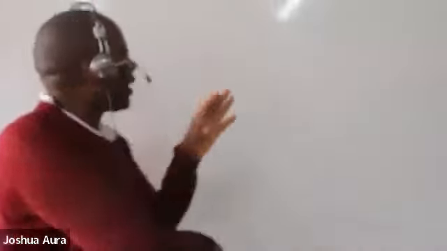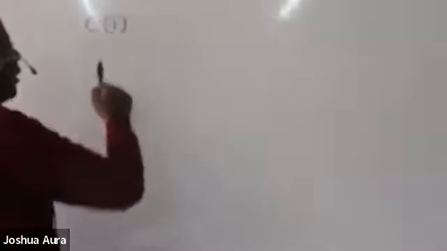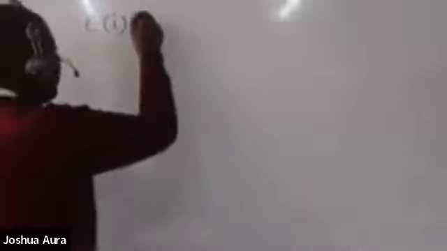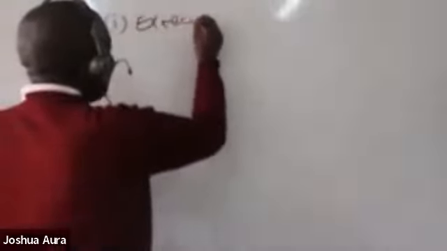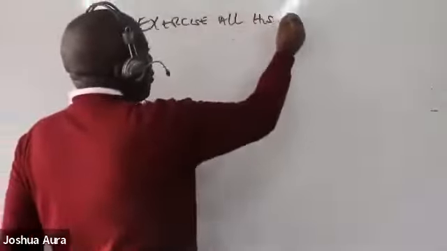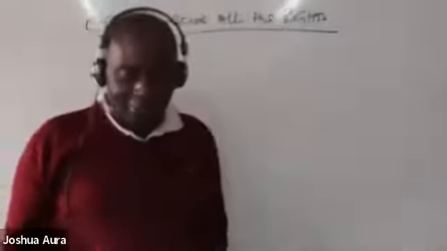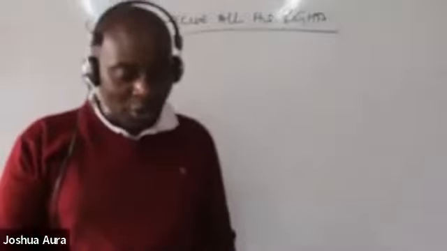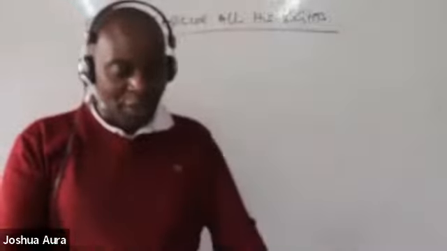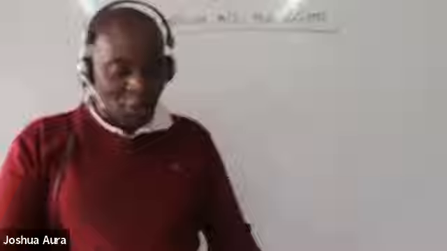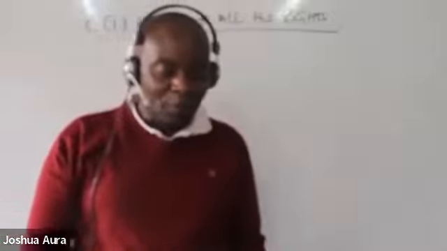Very easy. I will start by scaring the examiner. So you write a title and you underline, isn't it? So you write C Roman 1, in capital letters. You write exercise all his rights. And then you underline. If he's going to exercise all his rights, then how much in this case, ladies and gentlemen, will he get?